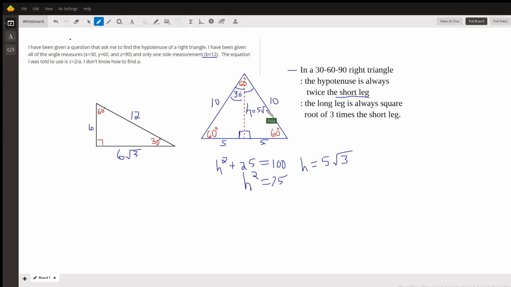So you don't have to use the Pythagorean theorem if you know one side of a 30, 60, 90 right triangle. Now it gets a little more complicated if you don't have a whole number or an integer. If you've got a radical, you still have to divide the hypotenuse by 2. If you're given the long leg, you have to divide by radical 3 to get the short leg. And so that's probably where this formula came from right here.